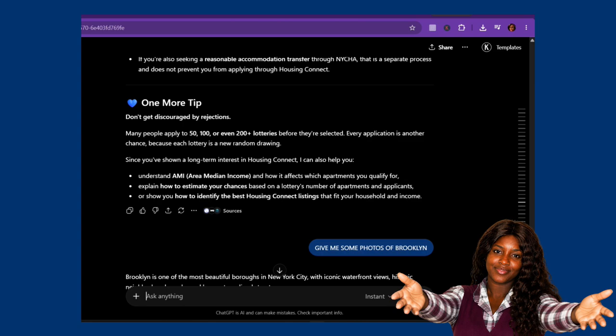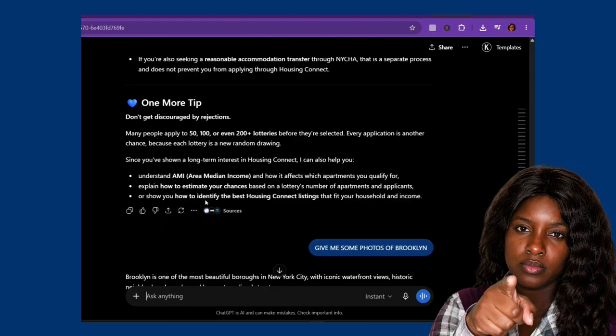And I currently live in NYCHA. And also it says they can explain how to estimate your chances based on a lottery's number of apartments and applicants, or show how to identify the best Housing Connect listing that fits your household and income. So apply to those that you fit the requirement. If your yearly income is $50,000, don't apply to something that's $60,000, because automatically it's a no.